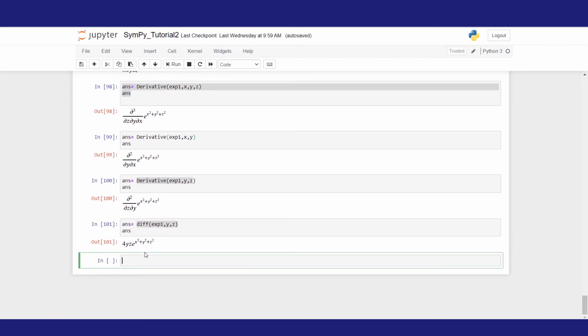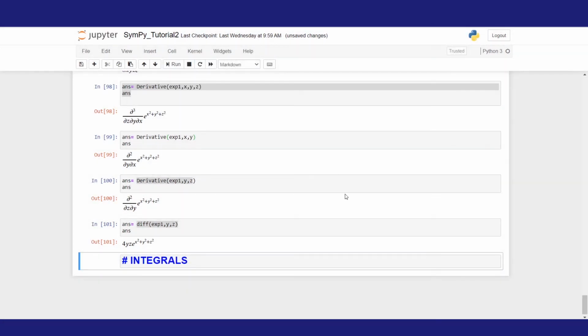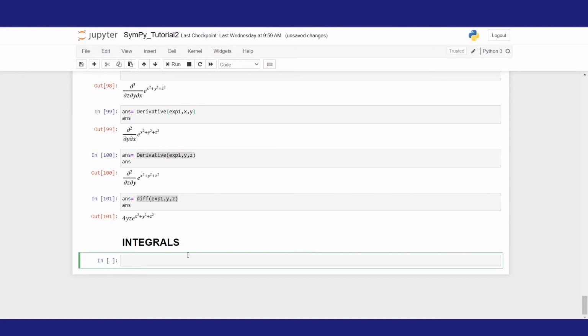Okay, so let's now move ahead to the sweetest part, which is the integrals. We need to know how we can find integrals. How can we integrate, or how can we write integrals in SymPy? With integrals, we have to understand 2 things. One of them is Integral, and one is integrate. Integrate is the function or the operation, and Integral is the expression.